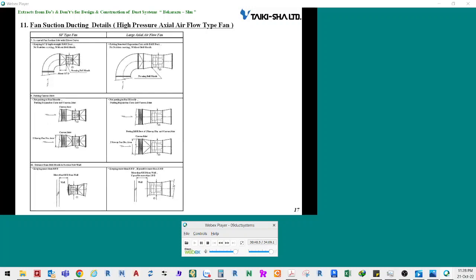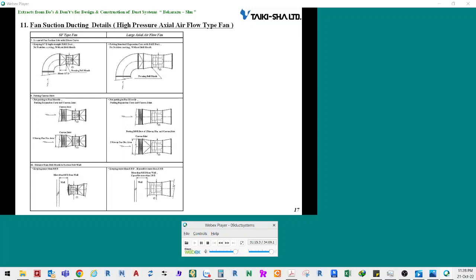For SF fans, if the path of the airflow must be turned on the fan suction outlet side, a rectangle to round duct with a length of 7D can be connected to the fan. Bell mouths are not used. On the other hand, for large-size axial fans, the airflow path can be turned by connecting a rectangle to round duct to the fan through a standard extension cone. Bell mouths are also not used in this case.